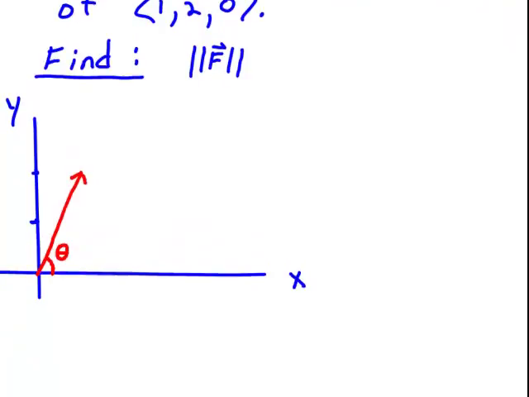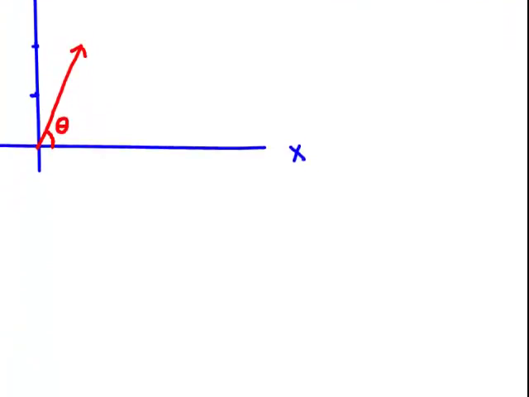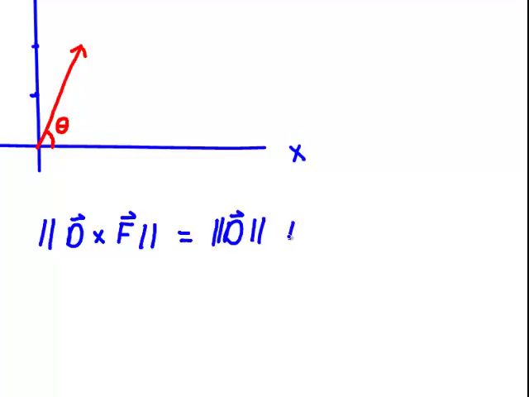Now, since you're basically asked to find the magnitude of F, the formula that makes sense to use, well, you know that the magnitude of the torque vector, which is d cross F, where the vector d represents the displacement by the handle of the wrench, we know that the magnitude of d cross F is the magnitude of d times the magnitude of F times the sine of theta.